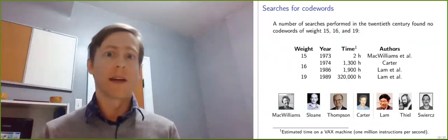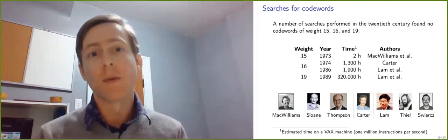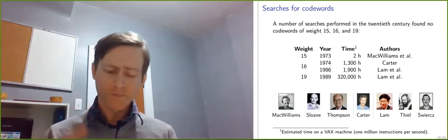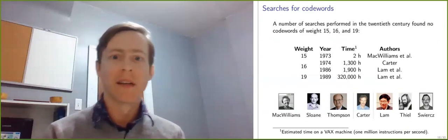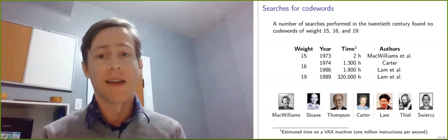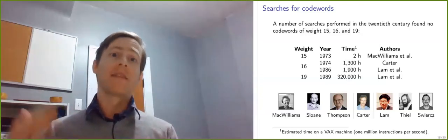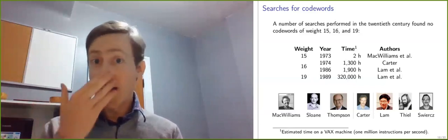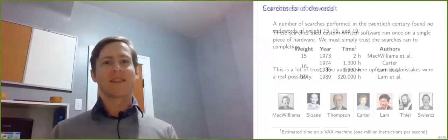In fact, it basically splits it up into 3 cases. Each one can be solved in sequence. And this was done by a team of researchers shown on the slide here, culminating in Lam's search on a supercomputer in 1989. You can see the running times significantly increasing as the weights increase. But at the end of the day, they did not find any code words of weight 15, 16, or 19, and therefore, by Assmus's result, that is a proof that the projective plane of order 10 doesn't exist.